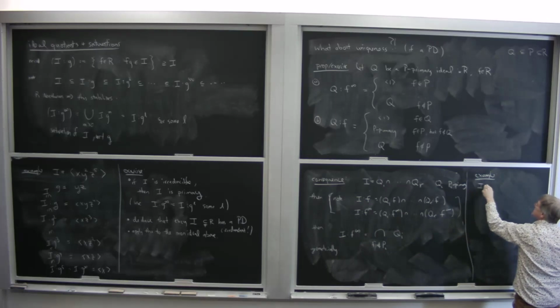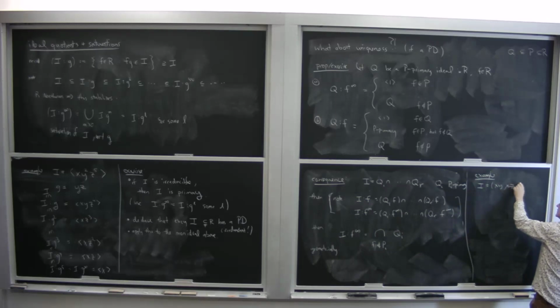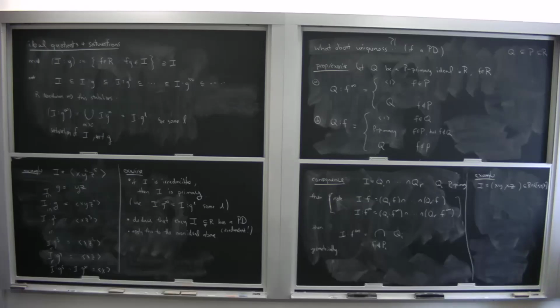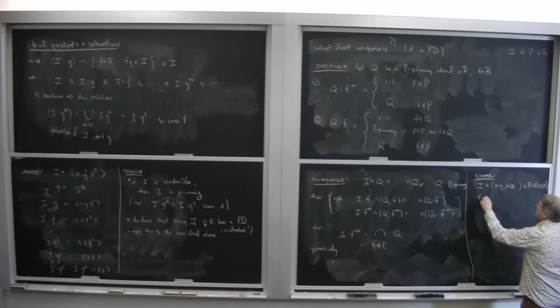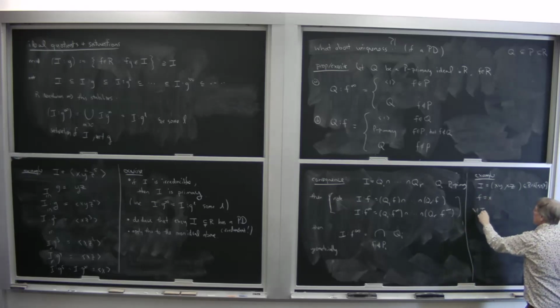Let's suppose that I is equal to (xy, xz), like this, contained in R, which is k[x, y, z]. And again, I forget, I get going, I stop using angle brackets, but it's just the ideal. And now I'm going to take F equals, it doesn't matter which I take, but let's take x. Okay. What does the zero set of I look like?